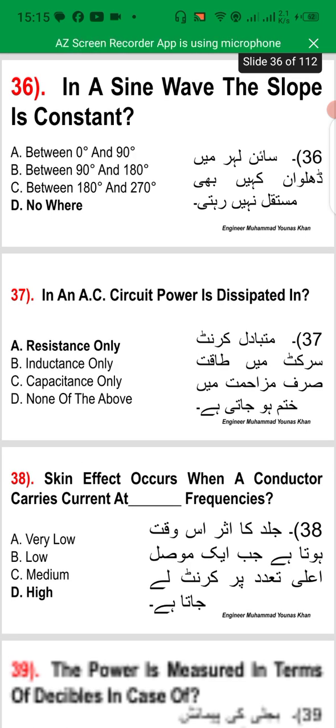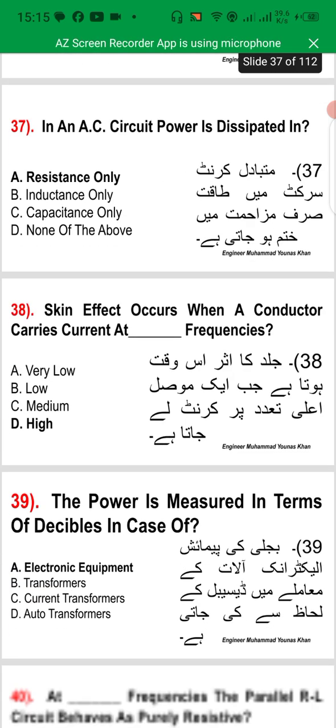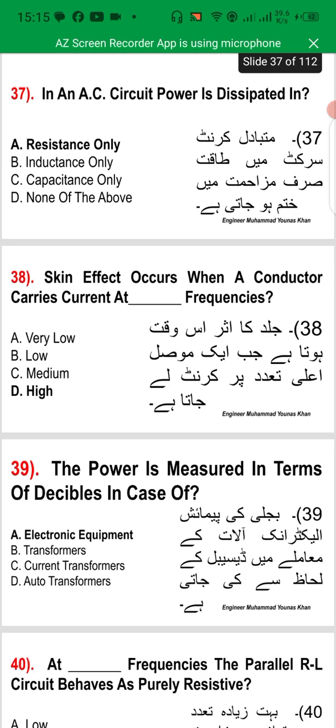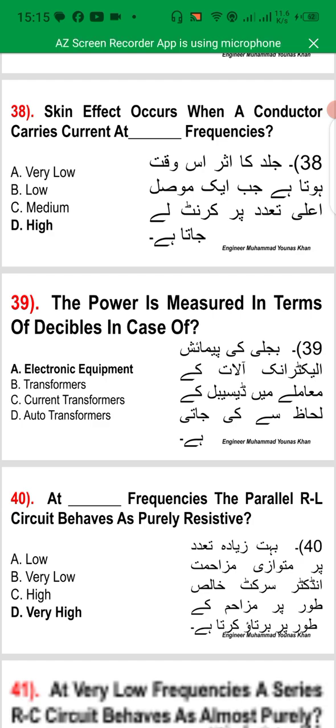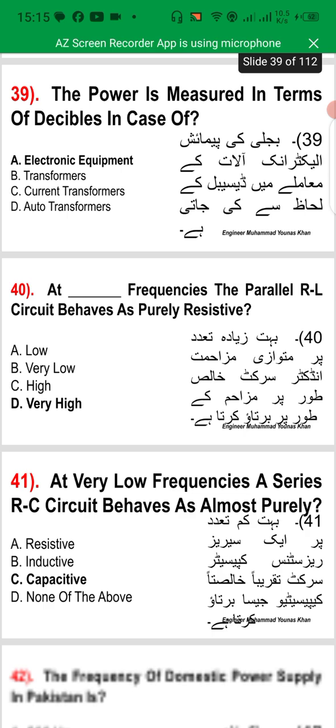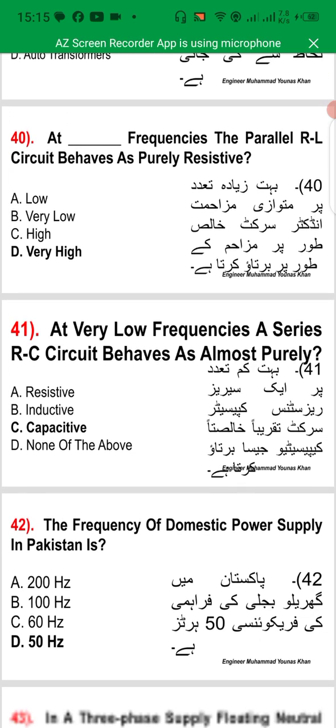In a sine wave, the slope is constant nowhere. In an AC circuit, power is dissipated in resistance only. Skin effect occurs when a conductor carries current at high frequency. The power is measured in terms of decibels in case of electronic equipment.